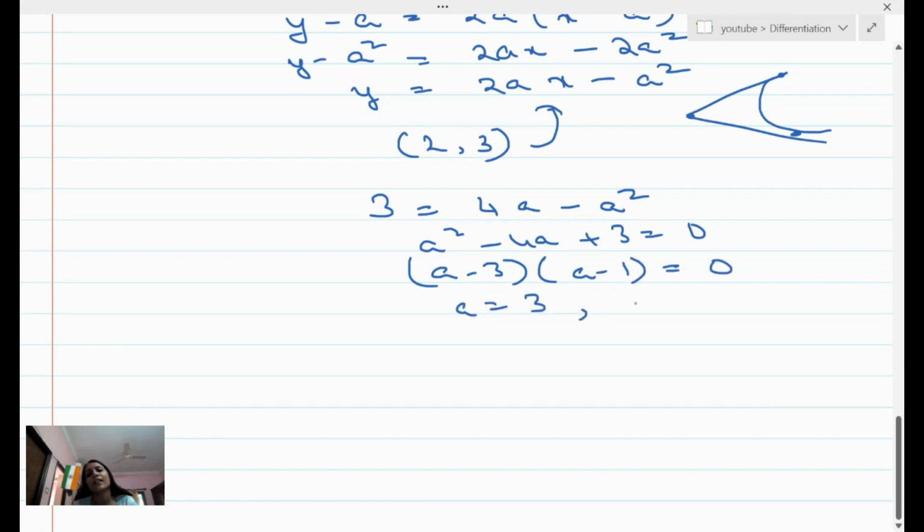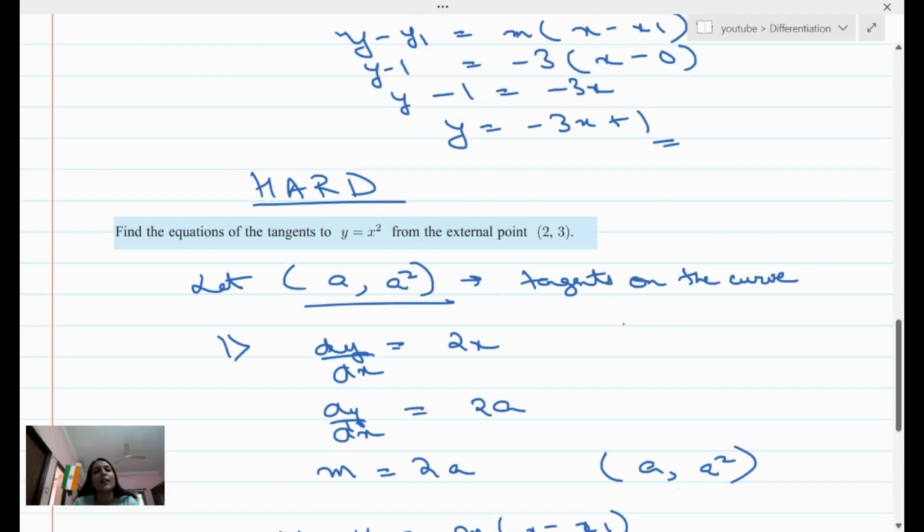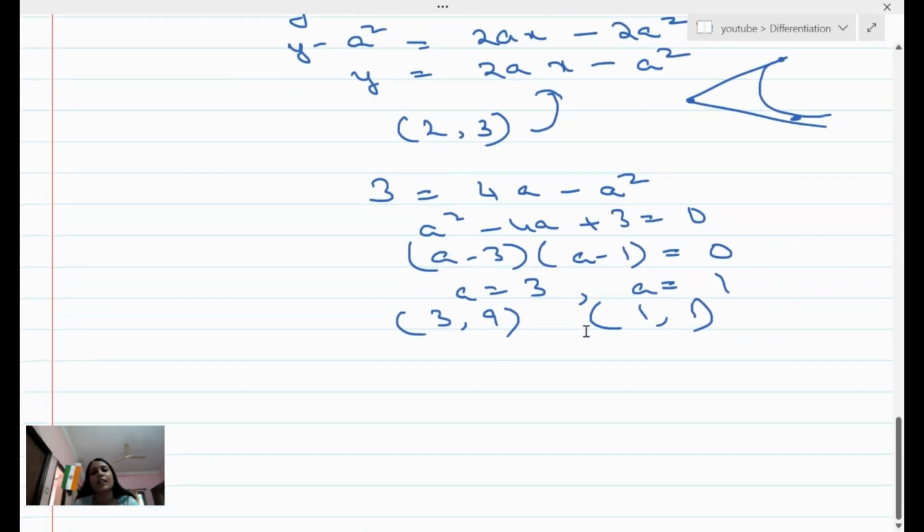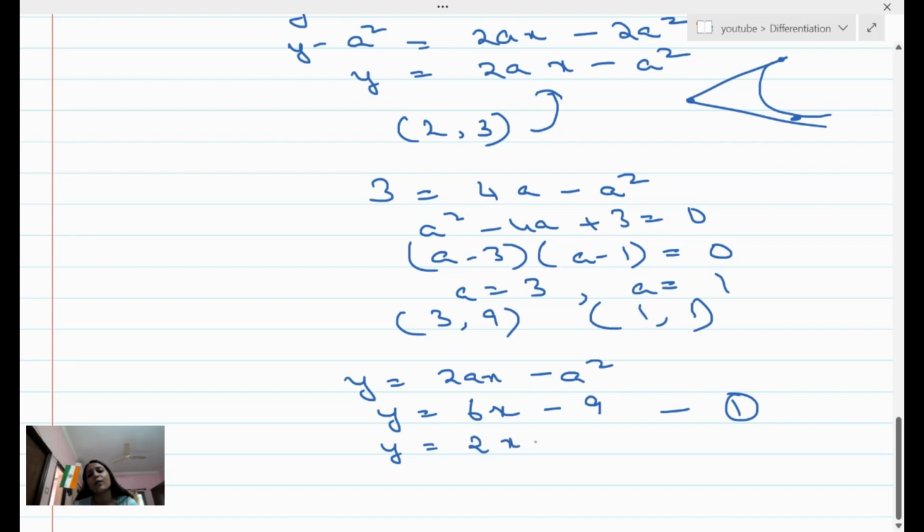So either a is 3 or a is equal to 1, which would mean our points are 3 comma 9 or 1 comma 1. These are the two points of tangency. Now the question is to find the equations of the tangent. So we've already found the equation as y is equal to 2ax minus a square. So we can just put the values of a over here. If we put a as 3, we would get y is equal to 6x minus 9, this would be the one equation, and the second one would be y is equal to 2x minus 1.